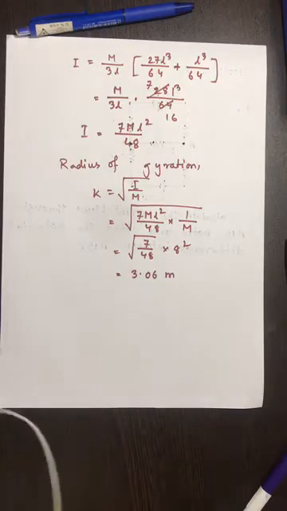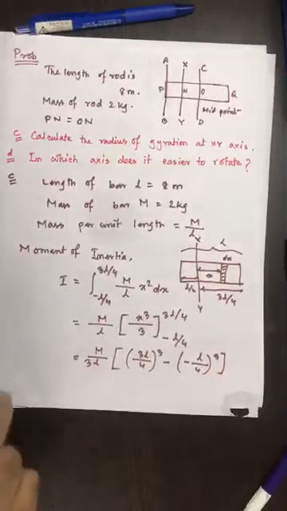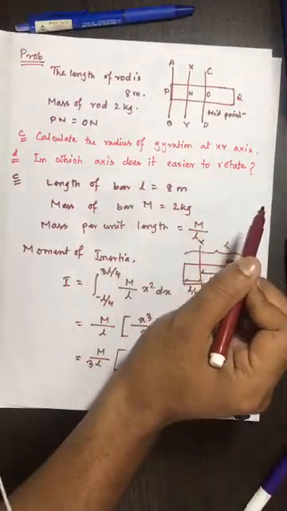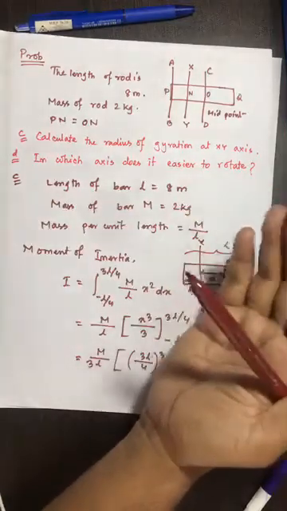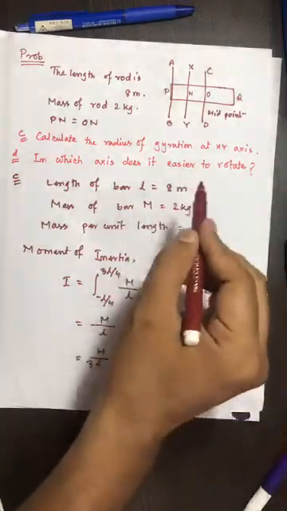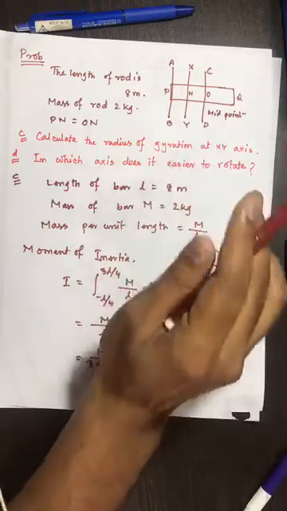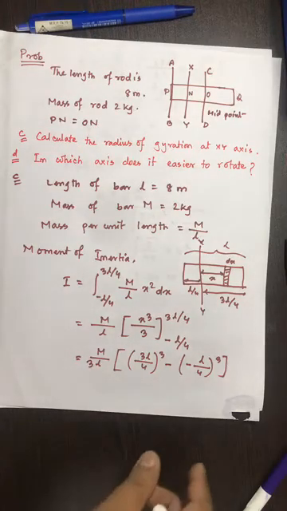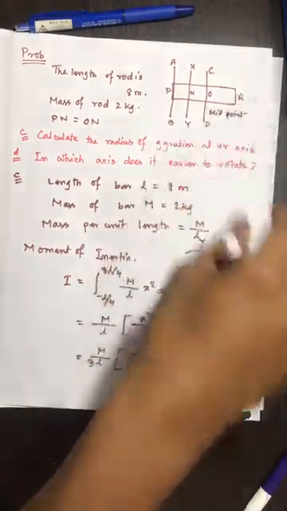Okay, so number D. What does the question in number D say? D says, in which axis is it easier to rotate? So we need to compare each. We find out the radius of gyration in each axis. Then if we find this radius of gyration is less, it would be easier to rotate. So we need to find it in every axis.